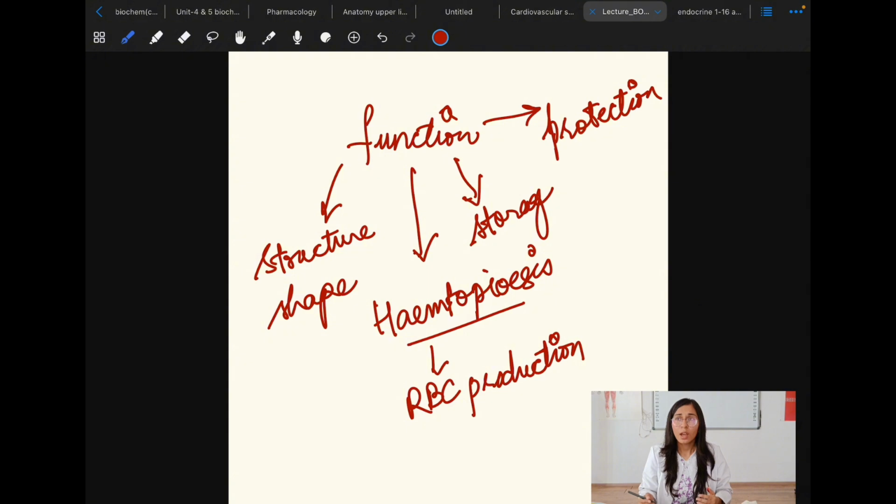Then our brain is protected by the skull. The skull protects the brain, like this. This is the skull, and within the skull there is the brain, the most important organ of our body, that is protected by the skull.